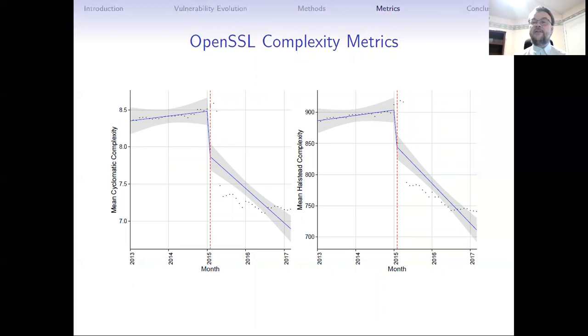We also see that traditional complexity metrics, including cyclomatic and Halstead complexity, both decreased after the code reformatting and changing in 2015, and they continued decreasing. They've got a negative slope in both the complexity metrics.